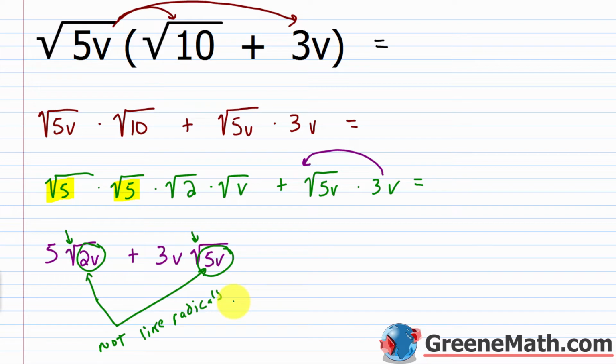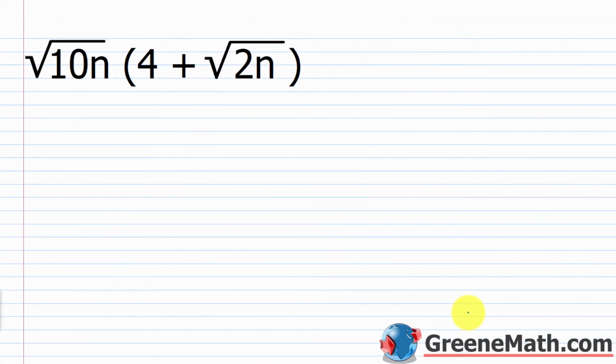So our simplified answer here is just 5 times the square root of 2v plus 3v times the square root of 5v. All right, let's take a look at another one. So we have the square root of 10n times the quantity 4 plus the square root of 2n. So again, I'm going to use my distributive property here.